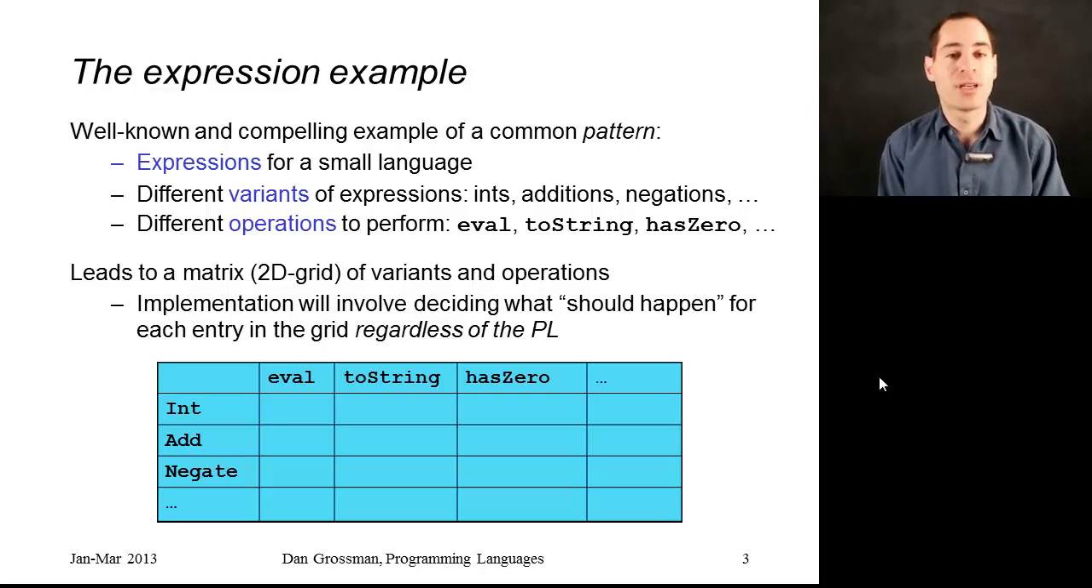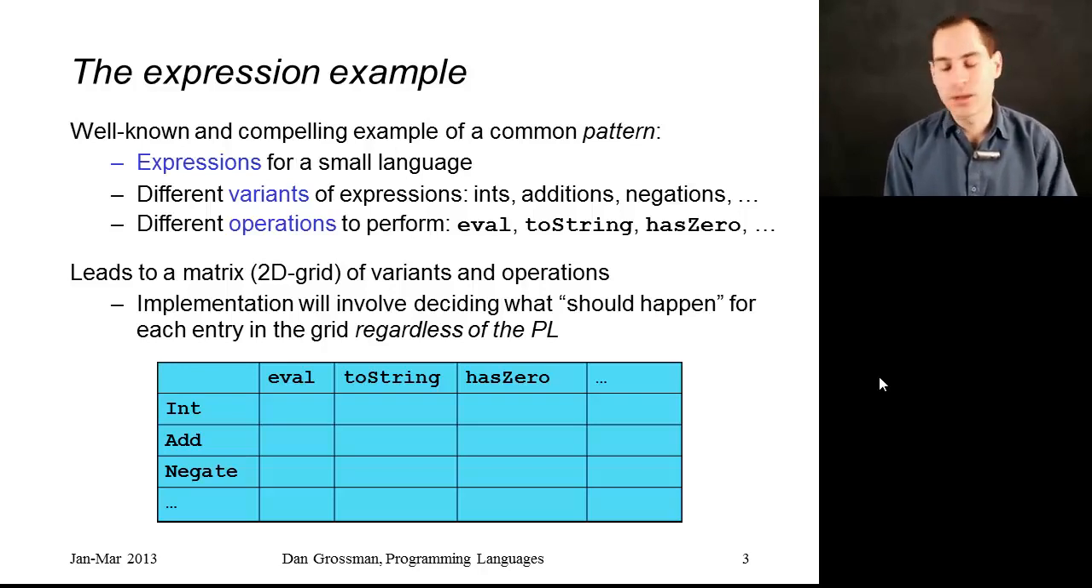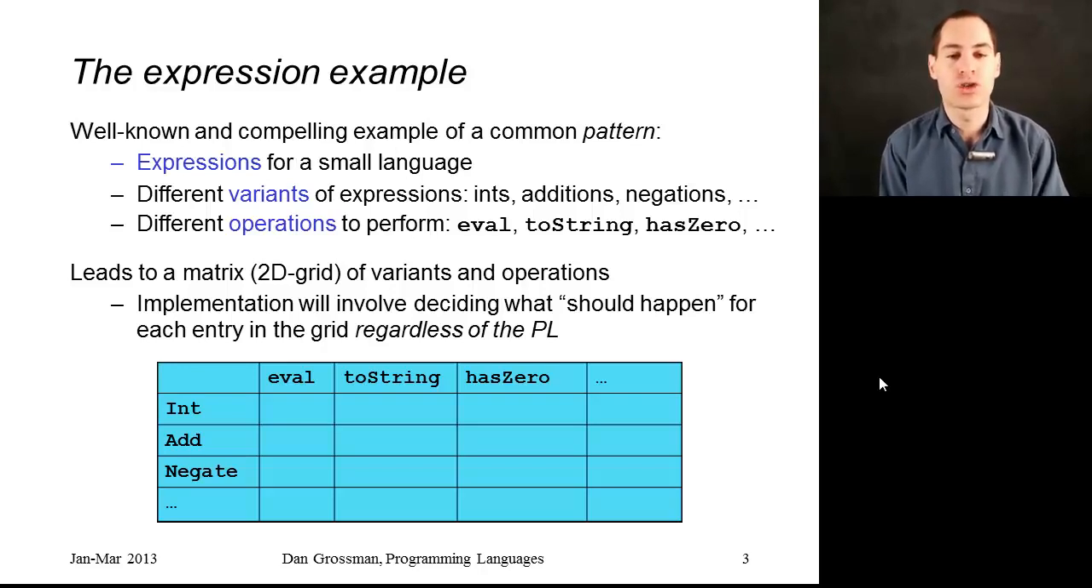You also have different operations. The operation we've focused on is eval, evaluate an expression. But you could have other operations. You could have toString that converts an expression to a string. You could have has0 that just runs over an arithmetic expression and returns true if there's a constant 0 somewhere in that expression, syntactically, not evaluating it, just looking for a 0. You could have any number of other operations.